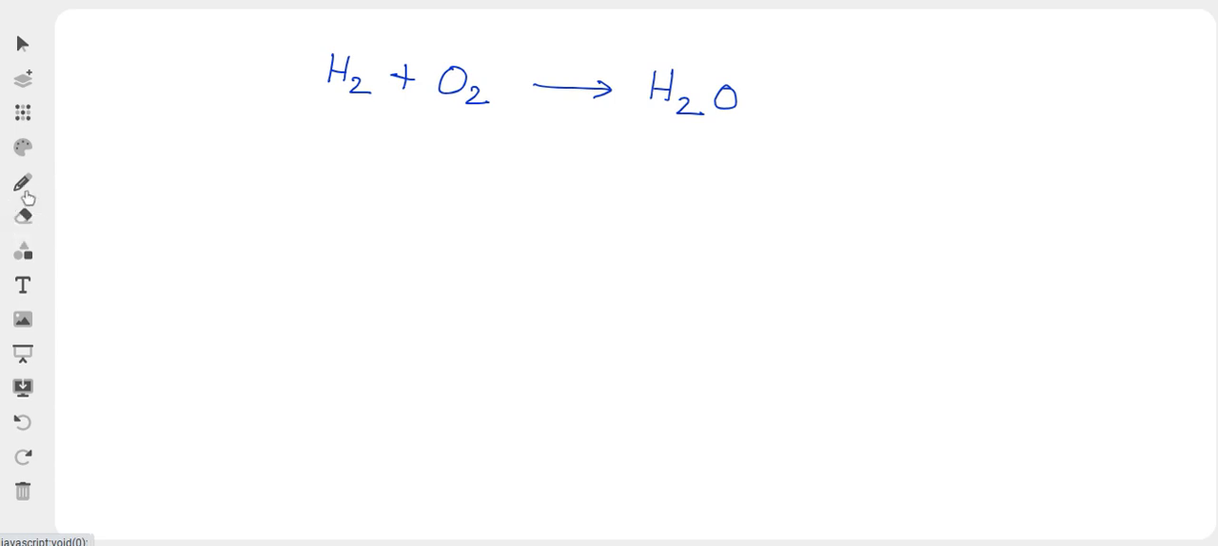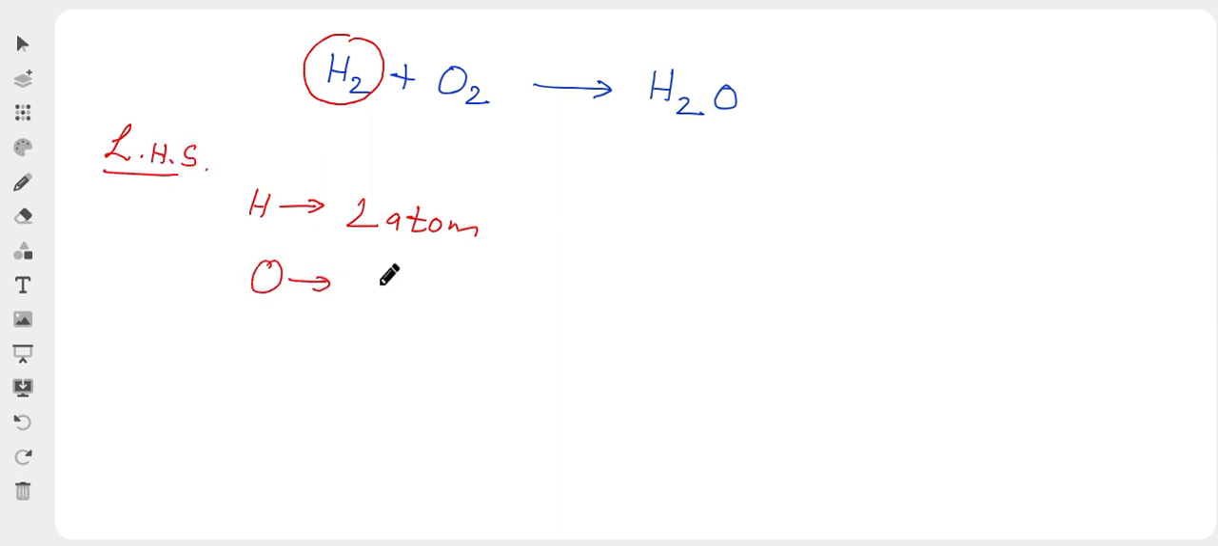Now let's discuss what balanced chemical equations and unbalanced chemical equations are. Let's discuss the unbalanced one first. Let us see how many atoms of hydrogen there are in total. Here there are two atoms of hydrogen. First of all, we are taking the left hand side. Then for the oxygen, we have two atoms.